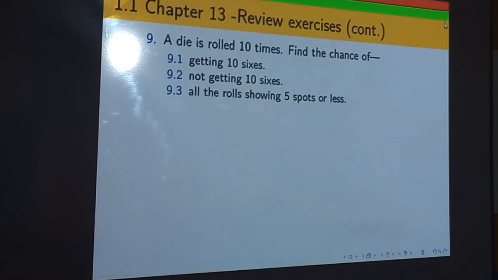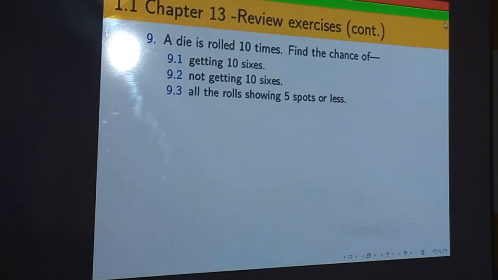A dice is rolled 10 times. Find the chance of getting 10 sixes, not getting 10 sixes, and all the rolls showing 5 spots or less. So how do you get the probability of getting 10 sixes? Every time you need a 6, so 1 out of 6 to the power 10. Not getting 10 sixes is 1 minus that.